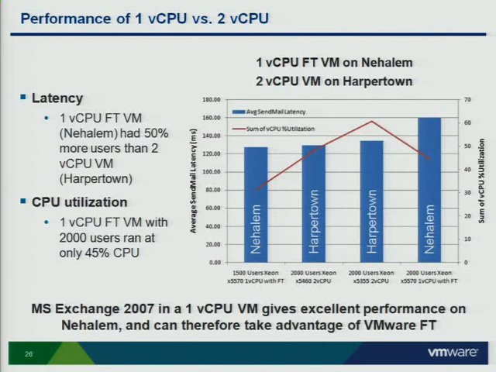With CPU utilization, the highlight here is the red point, running on Nehalem. We were using 2,000 users on a one virtual CPU with FT enabled, and we saw that the CPU utilization was about 45%. This basically means there's a lot of headroom to increase more users. So even with one virtual CPU, you can definitely account for peaks or spikes in your workload. So the takeaway here is that with MS Exchange 2007, a one virtual CPU VM gives really good performance on Nehalem, and it can definitely take advantage of having FT protection.